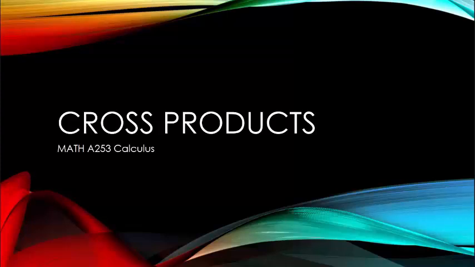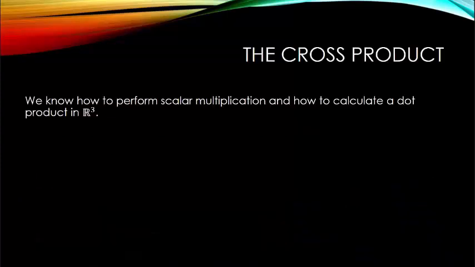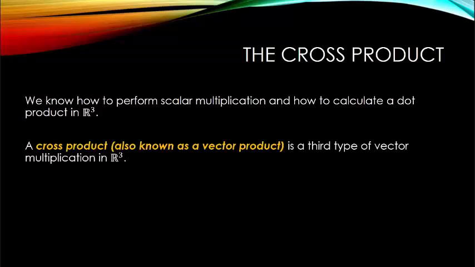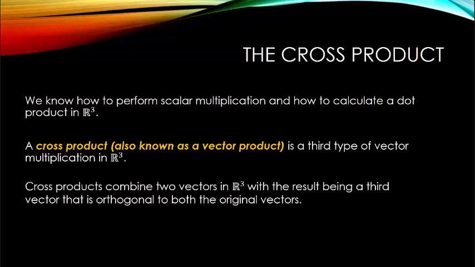In this video, I'm going to introduce a third form of vector multiplication called cross products. We already know how to perform scalar multiplication, and we know how to find a dot product in R3. A cross product, which is also known as a vector product, is a third type of vector multiplication that happens in R3. A cross product combines two vectors in R3, and the result is a third vector that will be orthogonal to both of the original vectors.